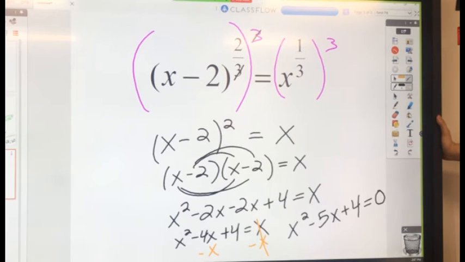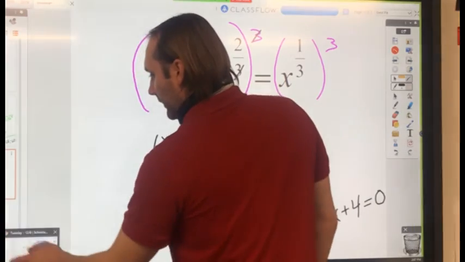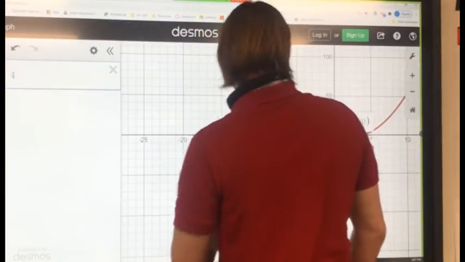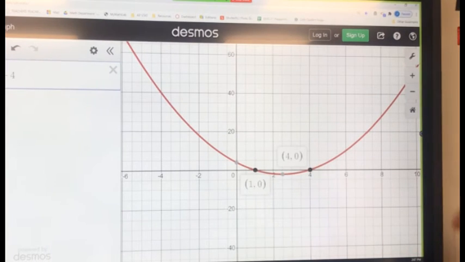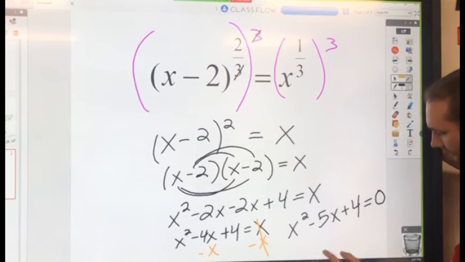And then, just graph it. Yep, we have a quadratic. We could just graph. So I look at my graph here. My values are 1 and 4. So x equals 1 and 4.